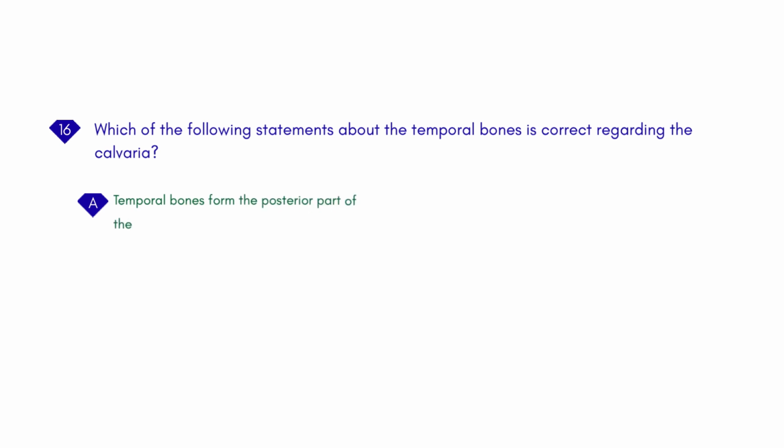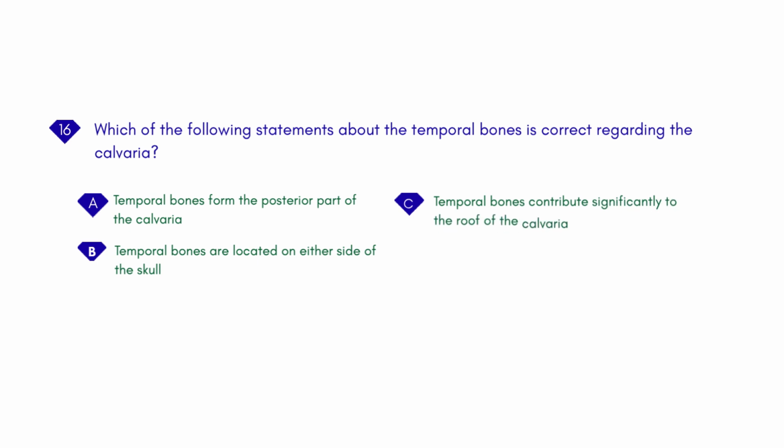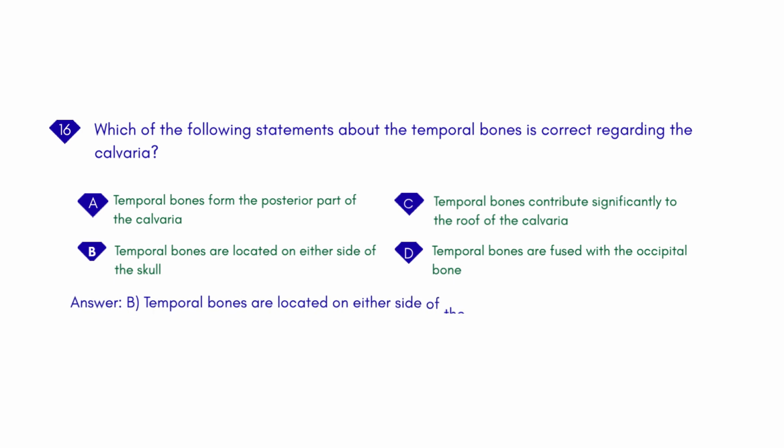Which of the following statements about the temporal bones is correct regarding the Calvaria? A. Temporal bones form the posterior part of the Calvaria. B. Temporal bones are located on either side of the skull. C. Temporal bones contribute significantly to the roof of the Calvaria. D. Temporal bones are fused with the occipital bone. Answer: B. Temporal bones are located on either side of the skull.